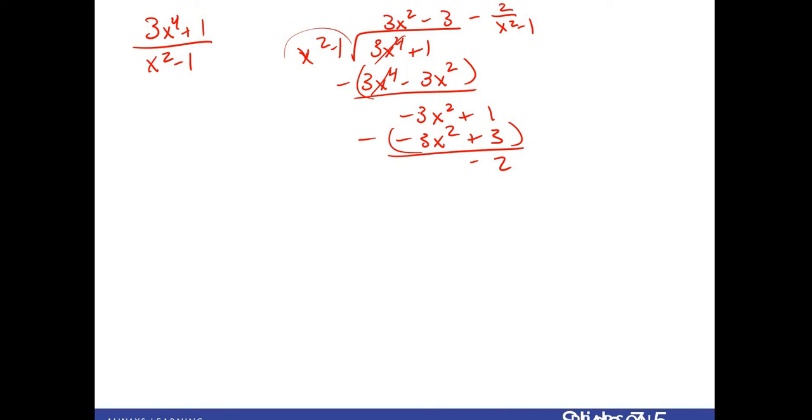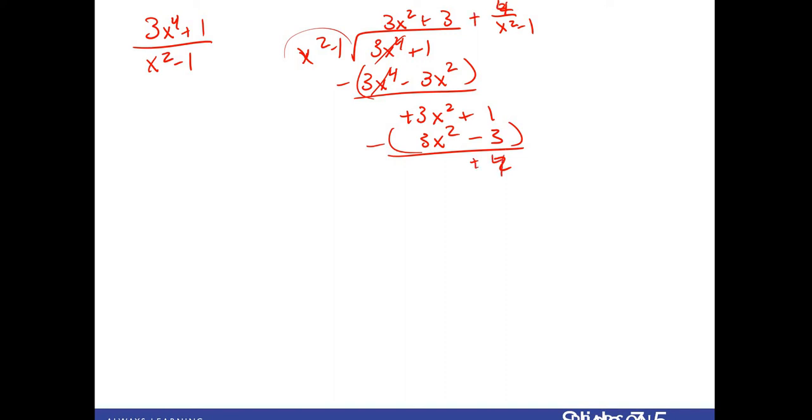Oh, that should have been a plus 3x squared. There's where I went wrong. When I subtract a negative, I get a positive. That makes this a plus 3. That makes this a minus 3. And subtracting then plus 1 minus a negative makes this plus 4. There we go. All right.